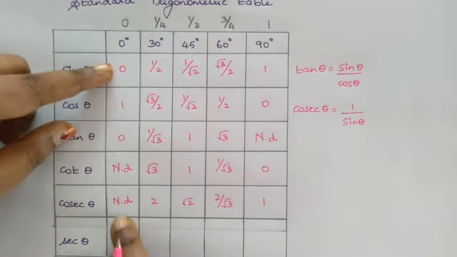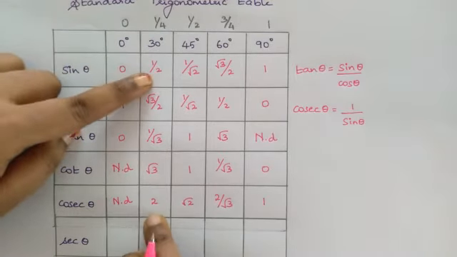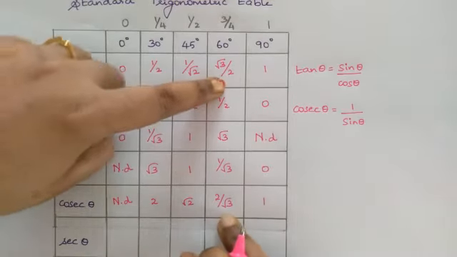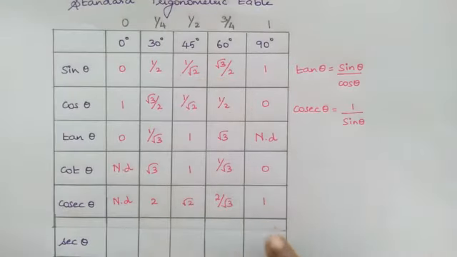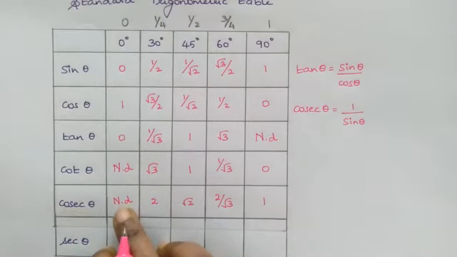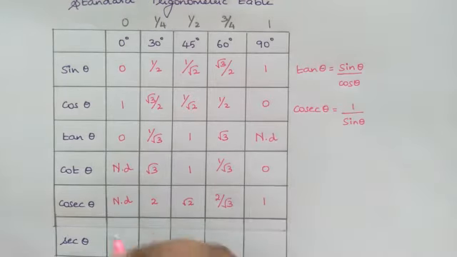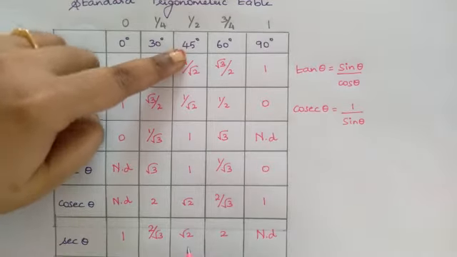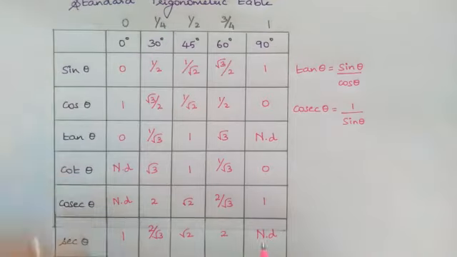See, reciprocal of 0 not defined, reciprocal of 1 by 2 is 2, reciprocal of 1 by root 2 is root 2, reciprocal of root 3 by 2 is 2 by root 3, reciprocal of 1 is 1. Now for secant theta, since cosecant theta and secant theta are opposite functions, the values which we have entered in the cosecant theta, we'll enter in the reverse order. That will give us the secant theta values. So 1, then 2 by root 3, root 2, 2 and not defined. That is, secant 0 is 1, secant 30 is 2 by root 3, secant 45 is root 2, secant 60 is 2, secant 90 is not defined.